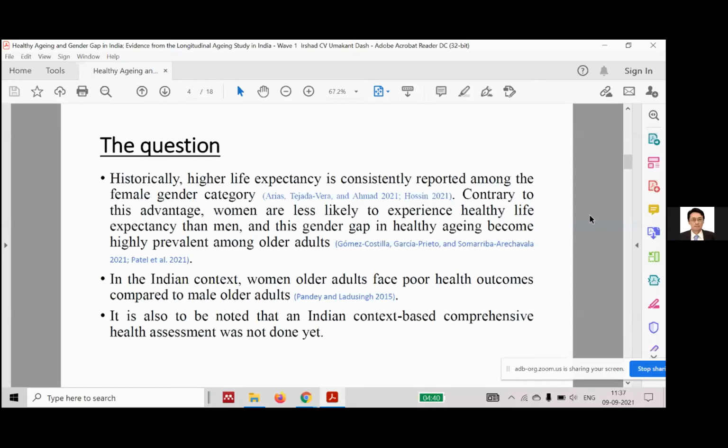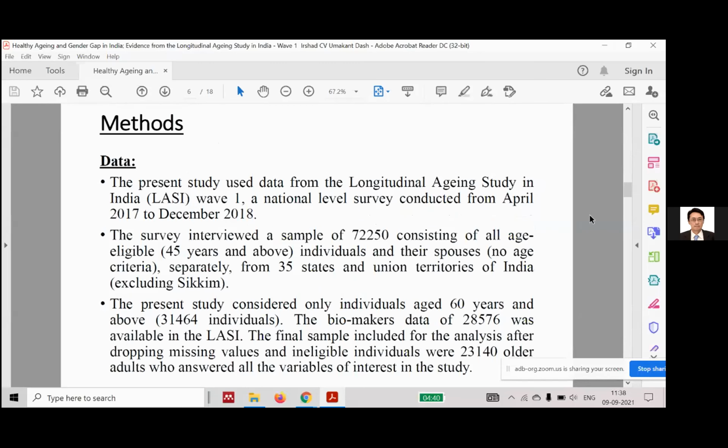I think you need to move your slides. Irshad, please move your slides. Yeah. Okay. Is it coming?